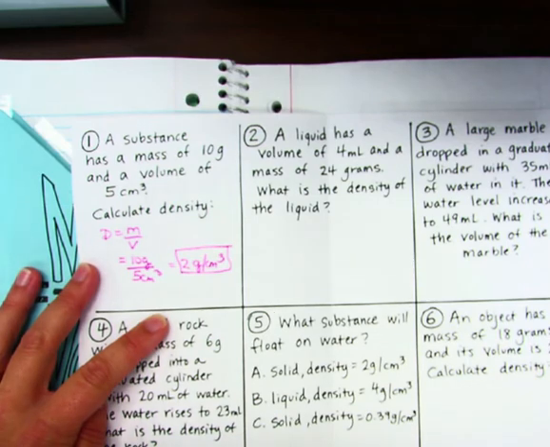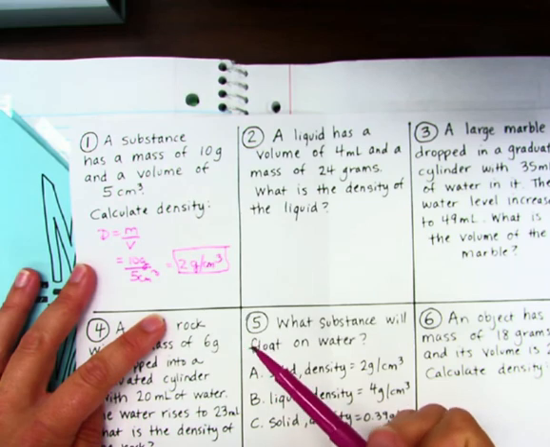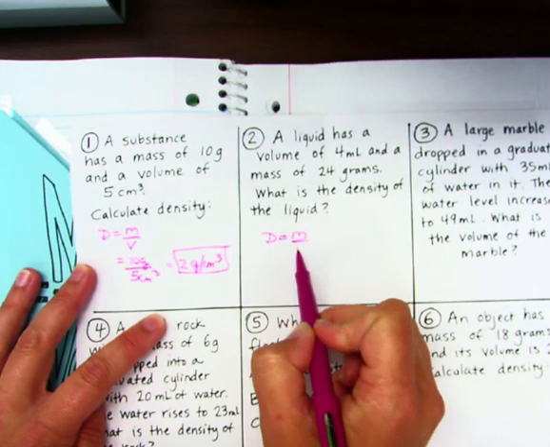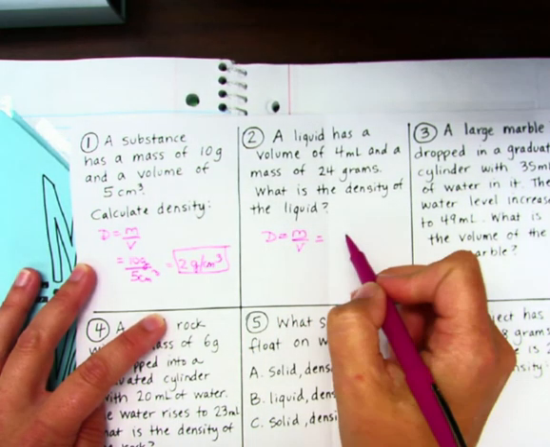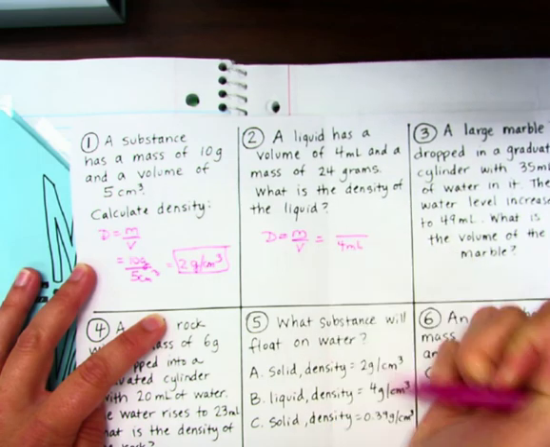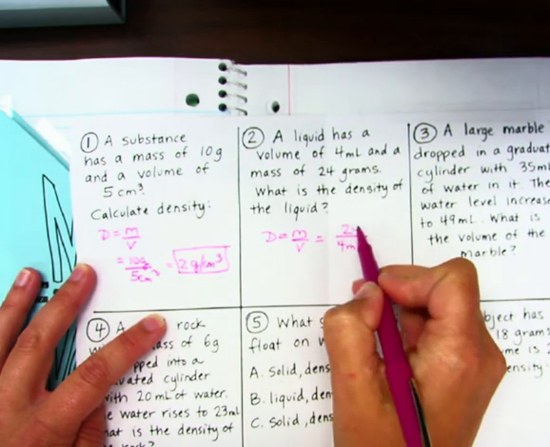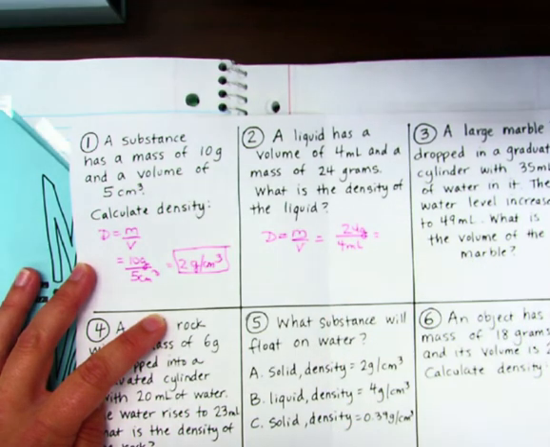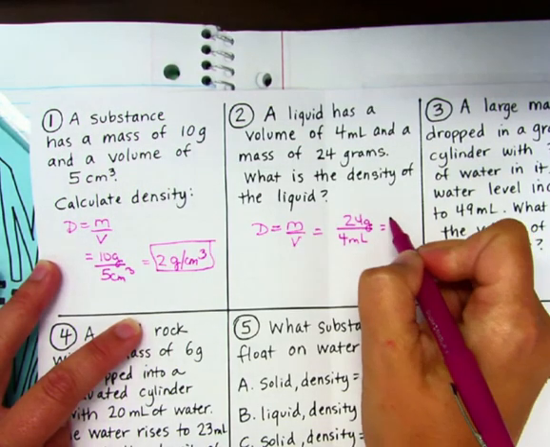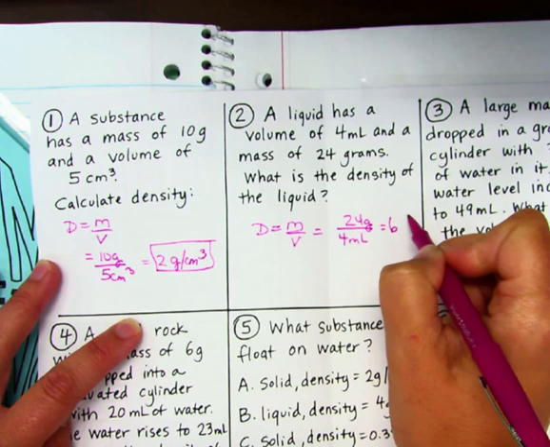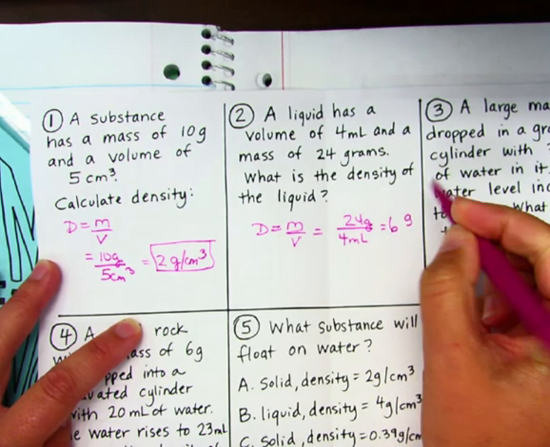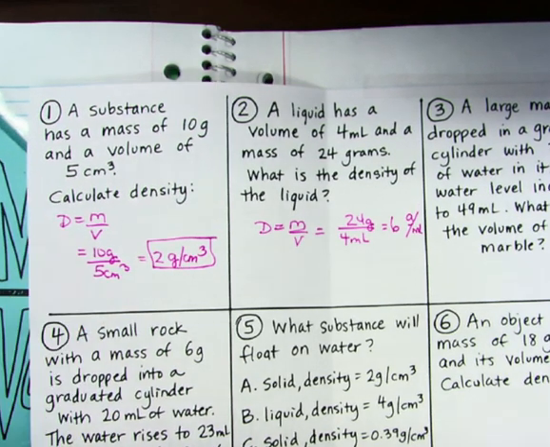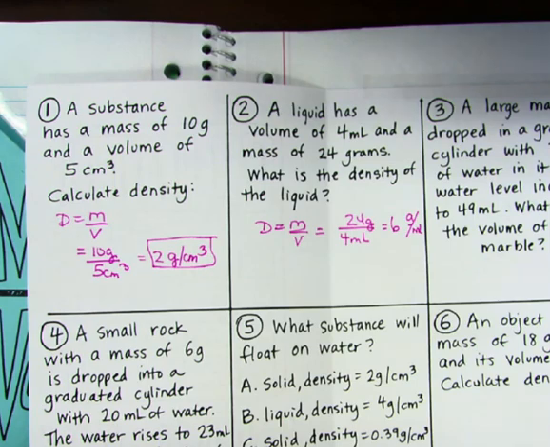Okay, let's do one more together. The second one says a liquid has a volume of 4 milliliters and a mass of 24 grams. What is the density of the liquid? So again, density is mass divided by volume. In this case, our volume is 4 milliliters and our mass is 24 grams. And if we divide 24 by 4, we end up getting 6. And so our density would be 6 grams per milliliter. All right, so see if you can try the other 4, see what you come up with, and we'll take a look at this a little bit more tomorrow.